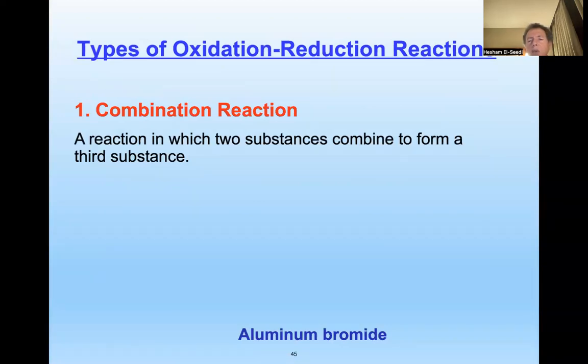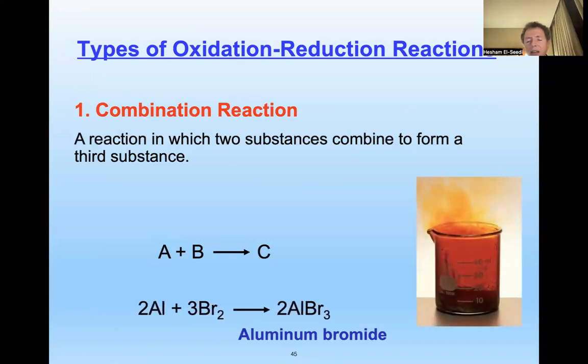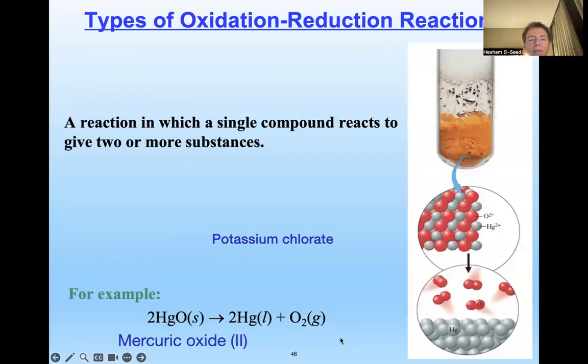And then the types of oxidation reduction reaction. The first is a combination reaction. And as I told you, look at the name, combination. Two things combine together, A and B will equal C. Like, for example, if you take aluminium and bromine, and be careful, of course, because bromine is really not very healthy. So if you make such a reaction, please do it in the fuming hood. So aluminium plus bromine will give you aluminium bromide.